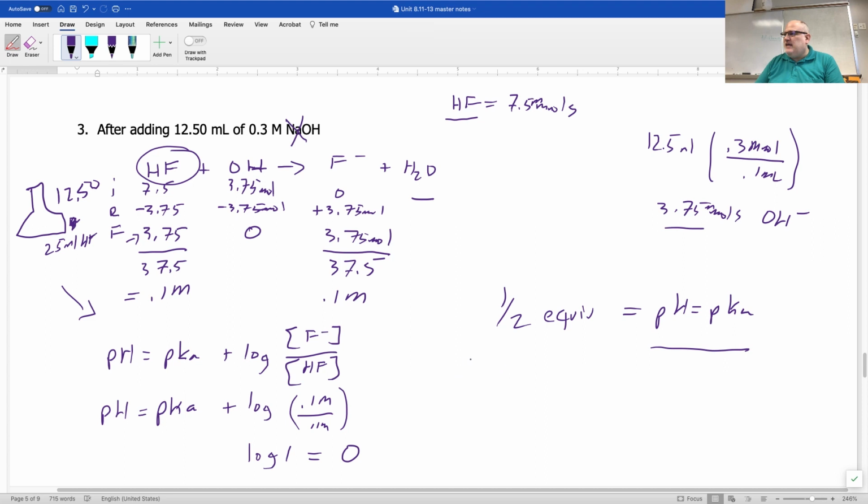Now, we still have to take our negative log of our Ka, but in this case, pH is equal to pKa, that's going to be equal to the negative log of our Ka, which happens to be 6.6 times 10 to the negative 4, and now our pH is equal to 3.18. So we only went up slightly, and that kind of makes sense because we have a perfect buffer here.